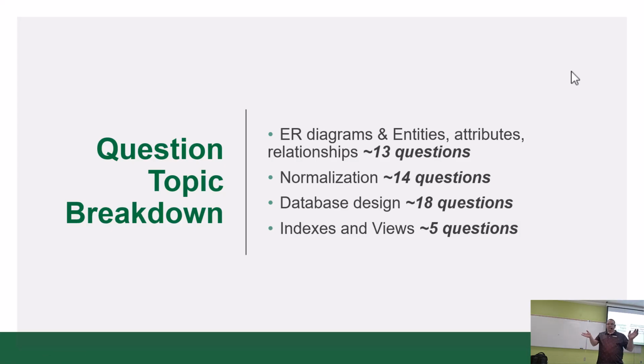Anyways, rough question breakdown. ER diagrams, entities, attributes, roughly 13 questions-ish. Normalization, there's 14 questions-ish. Database design, actually, I think that one's closer to... the normalization actually is about 12 questions, and the database design is about 15. There's the difference. Indexes and views, there's five questions on those.